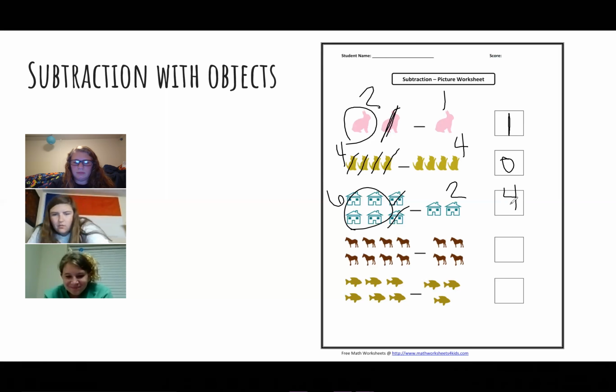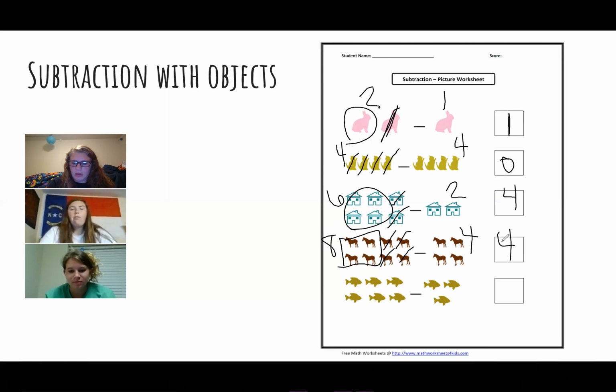Someone want to do the horses for me? There's 8 minus 4. Yes. What would you do next? Mark out 4 horses. And how many do you have left? 4. Good job. And one more person do the fish. There's 6 minus 3. So what would you do next? You would mark out 3. And there'll be 3 fish left. Good job.